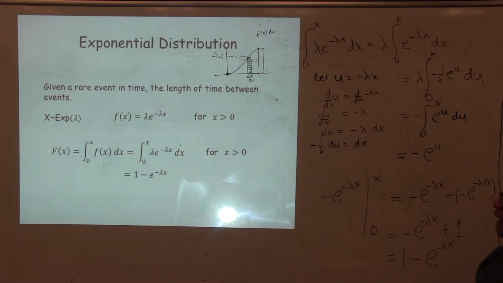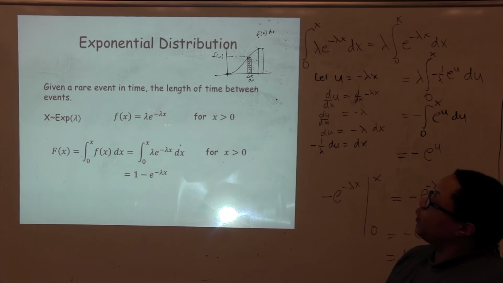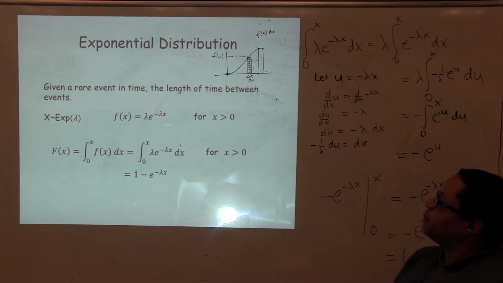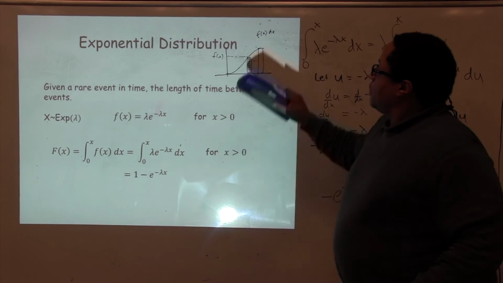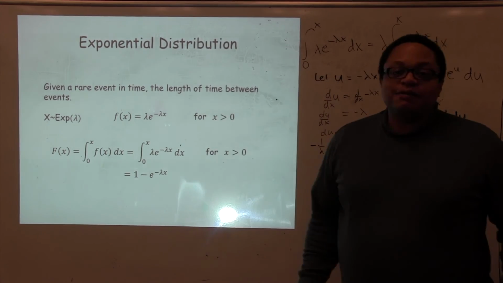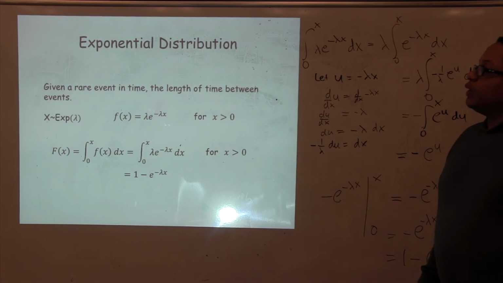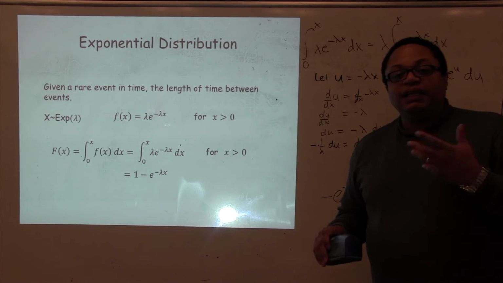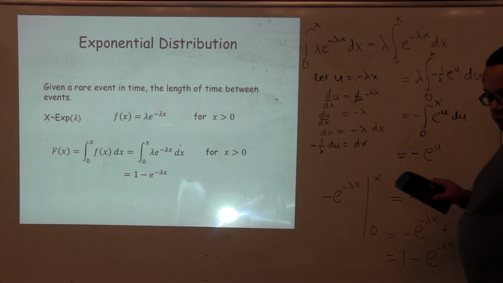So the CDF, or the cumulative distribution function, for the exponential distribution is 1 minus e to the minus lambda x power. And there's our result. Okay, so now that we have our CDF, we can proceed with other things for this exponential distribution. We'll move on to computing the mean as well as the variance of this exponential distribution.